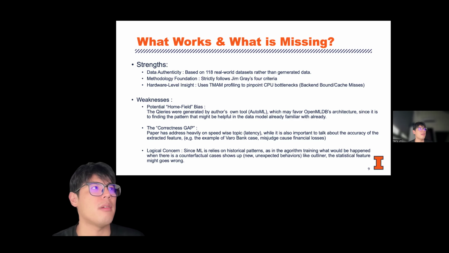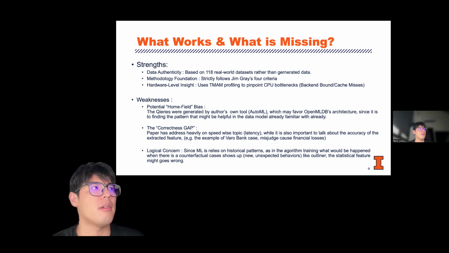And following that is the correctness gap. The paper has addressed heavily the speed-wise topic, the latency, while it is also important to talk about the accuracy of the extracted features, such as in the fraud bank cases. A misjudgment could cause financial losses.